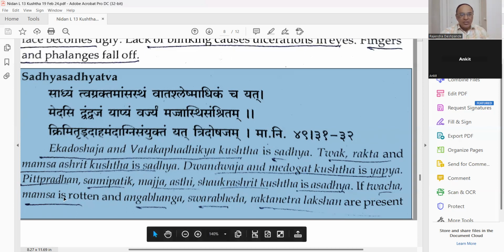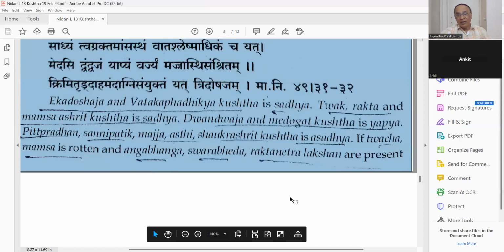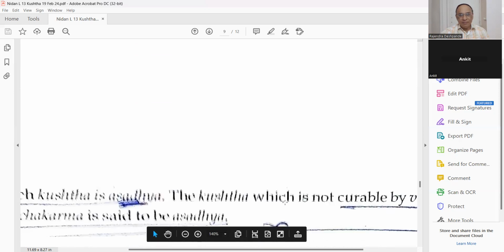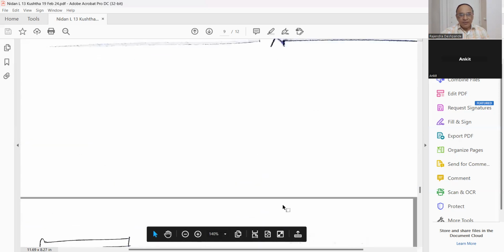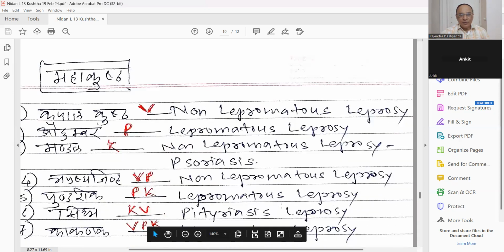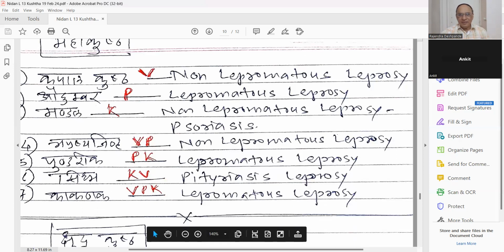If tvacha, the skin, is rotten, gangrene is there, then anga bhanga, fallen fingers, swarabhed, your voice has gone. Rakta netrata, all these lakshanas are a little bit difficult to cure. Now, I am going to show you a little bit of comparison.